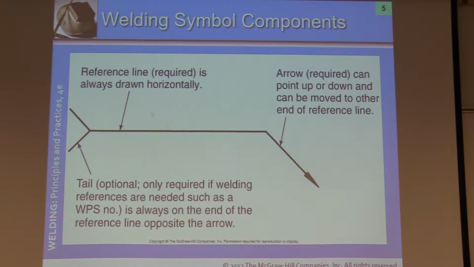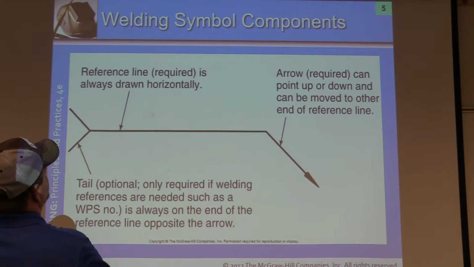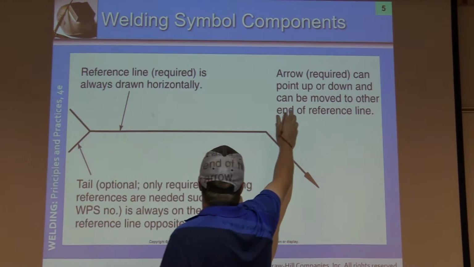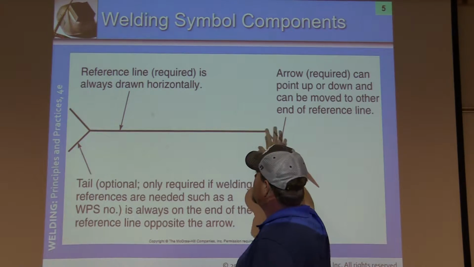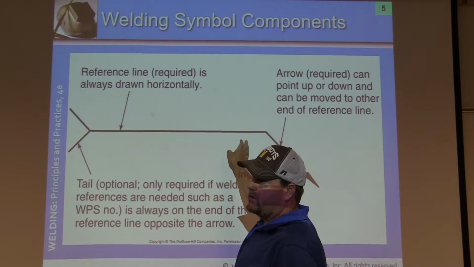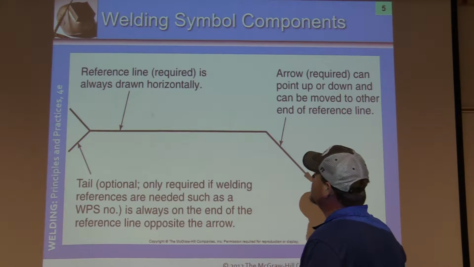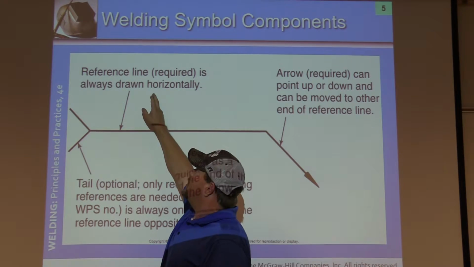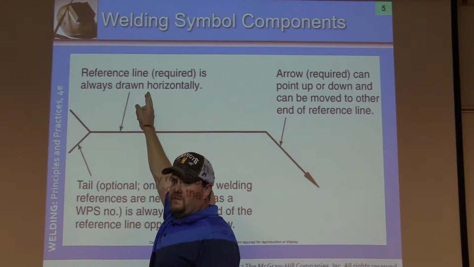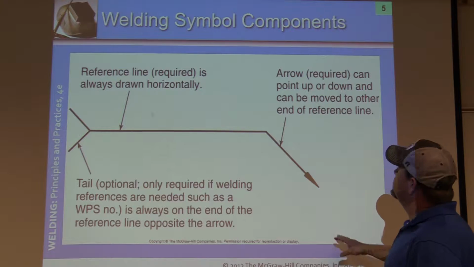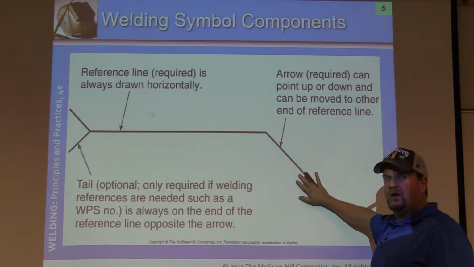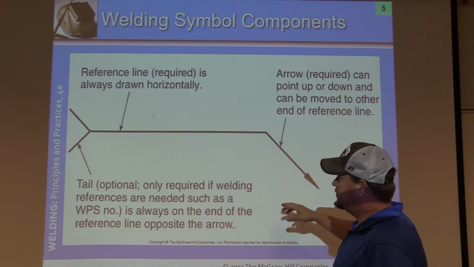So as we break this down, the reference line is always required, the arrow line is always required. Some shop prints, you're not necessarily going to see them, but as far as testing, the arrow and the reference line are always there. You always make sure you draw the arrow line and the reference line horizontally, okay? We'll get into broken arrow lines and so forth here in a few minutes.